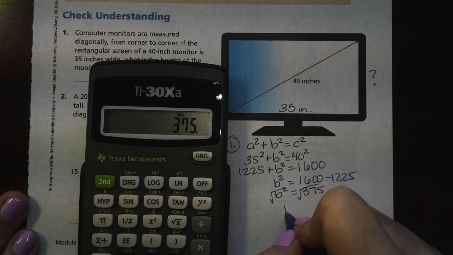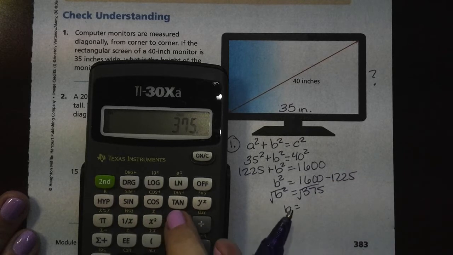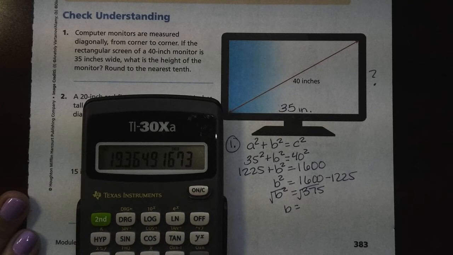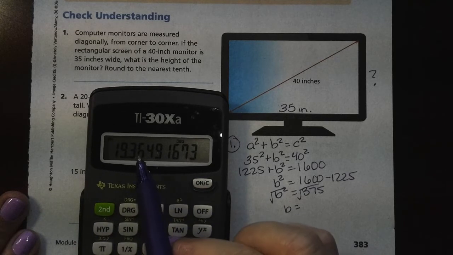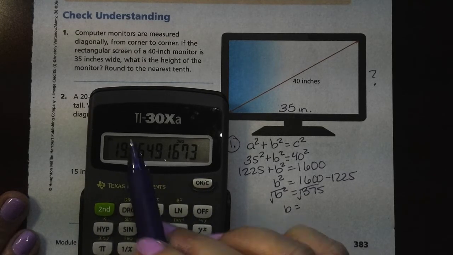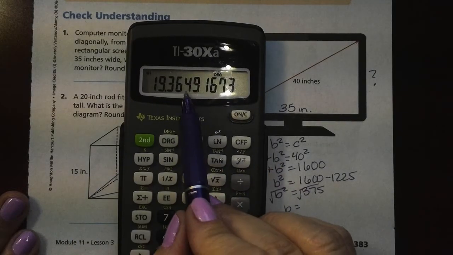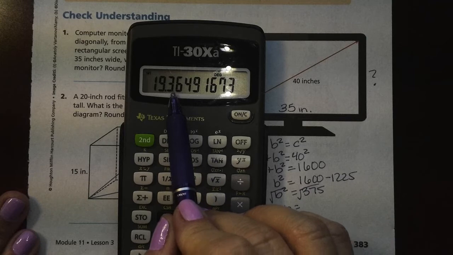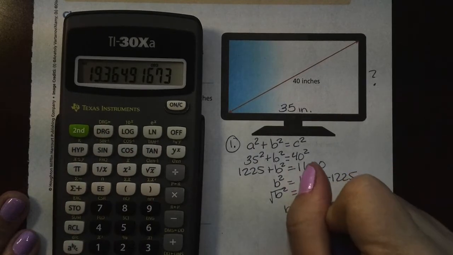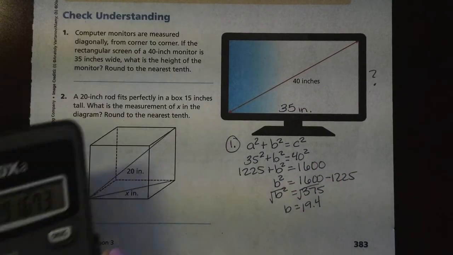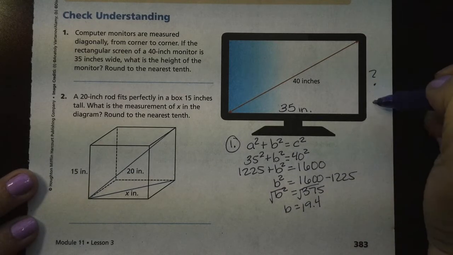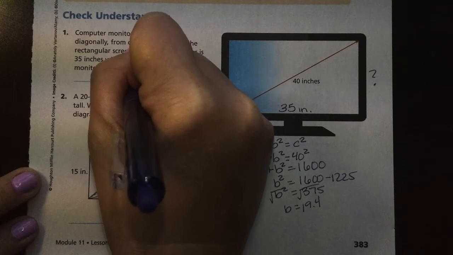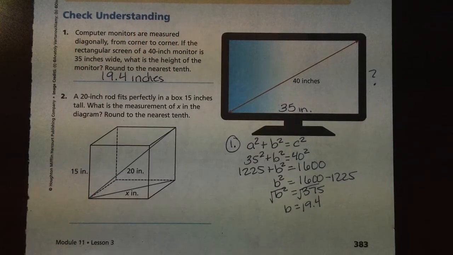So we find the square root of both sides, hit the square root button, and it said round to the nearest tenths place. So I need one digit after the decimal. I have a 6 after the 3, so 6 tells me to round up, so I have 19.4. So the measurement of the height of the computer monitor would be 19.4 inches.